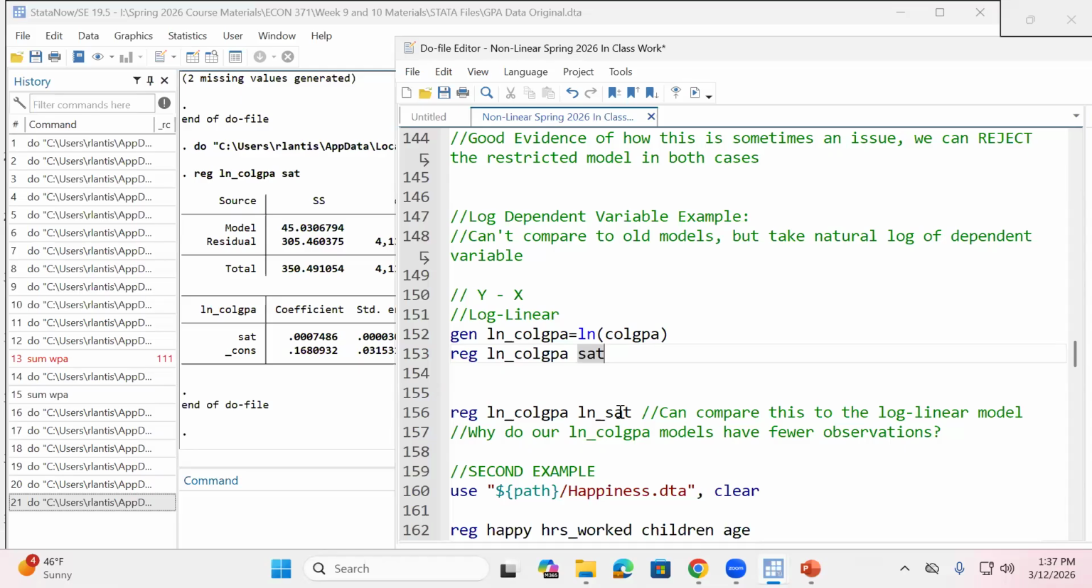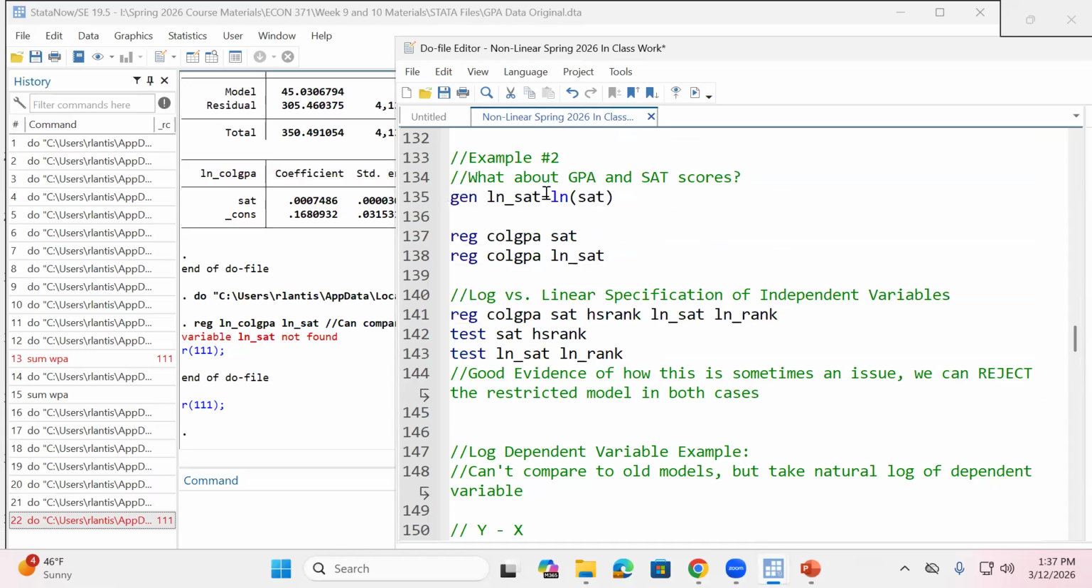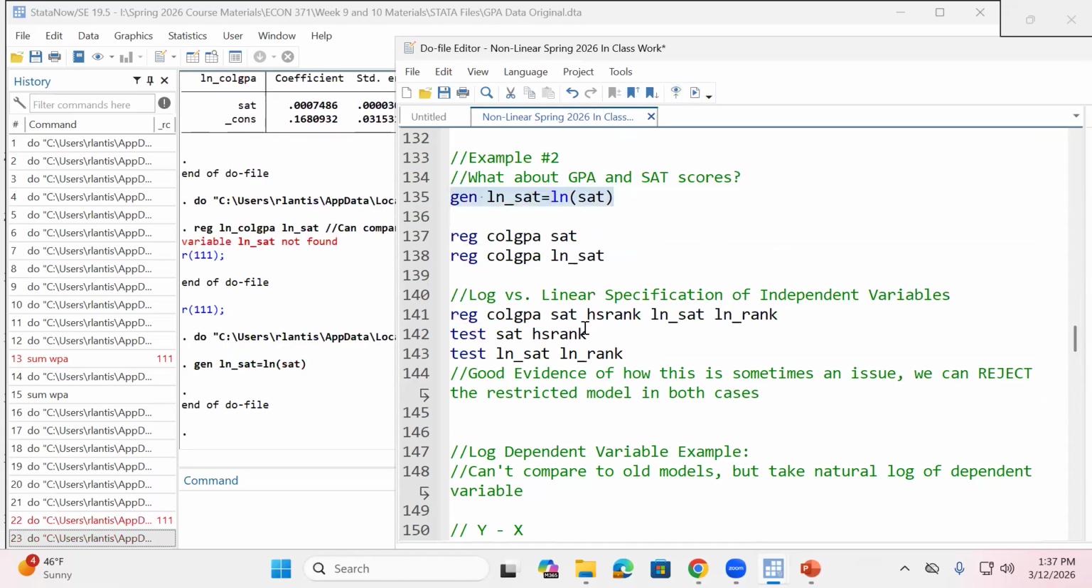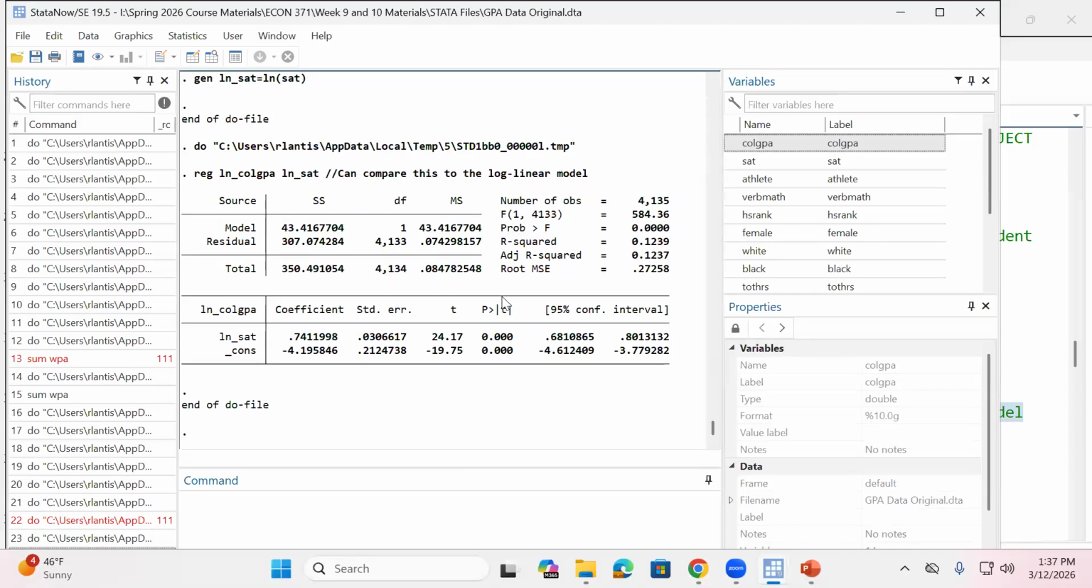Or if we go to running this in Stata, we can have some actual values. So all I have to do is create those natural log variables and run that. Oh, did I forget to create the one earlier? I must have. So if I take the natural log of SAT here, how would I now interpret my results from a log model? If the SAT goes up by 1%, my predicted GPA goes up by 0.74%. Okay.